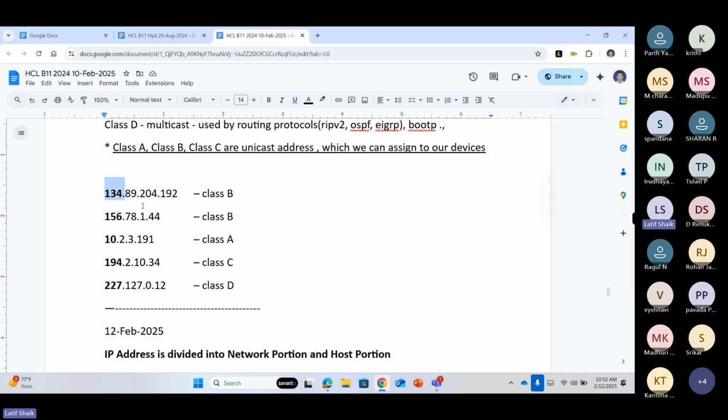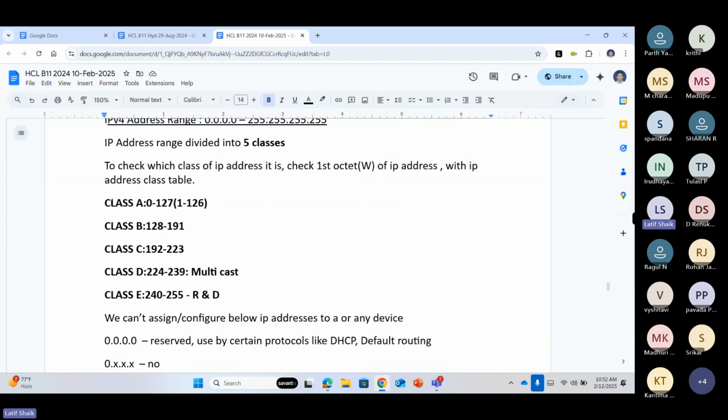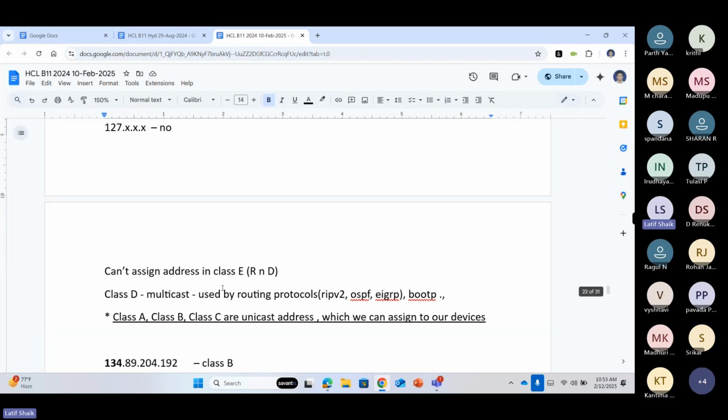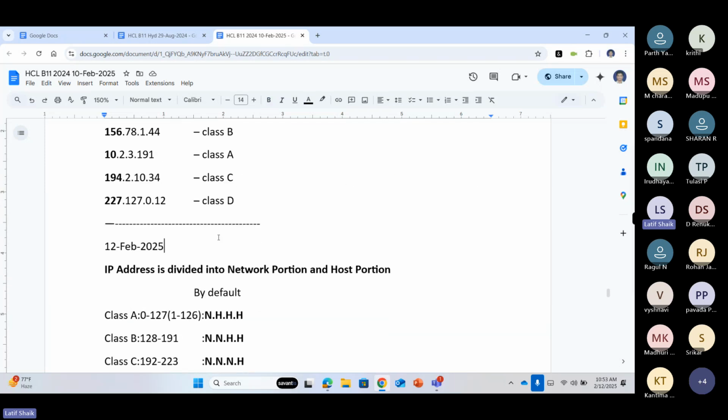So this is how to identify an IP address. Always check the first octet and go through this range. Compare with the range, then you will know which class the IP address is. That we already discussed yesterday.